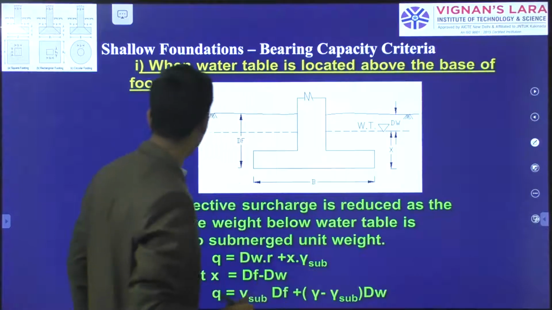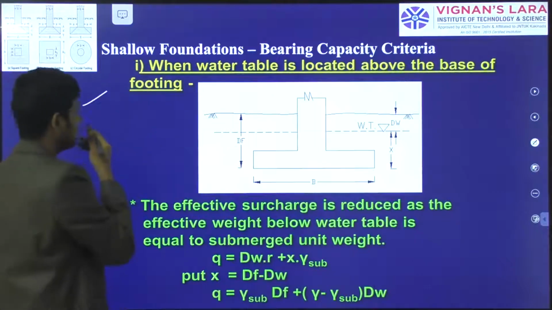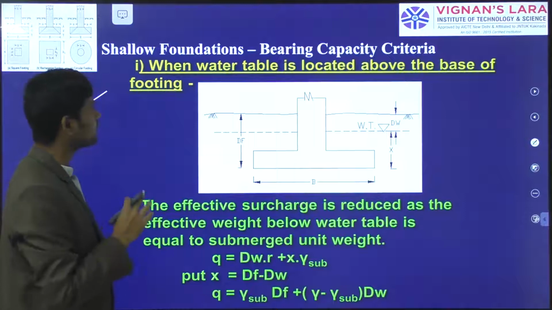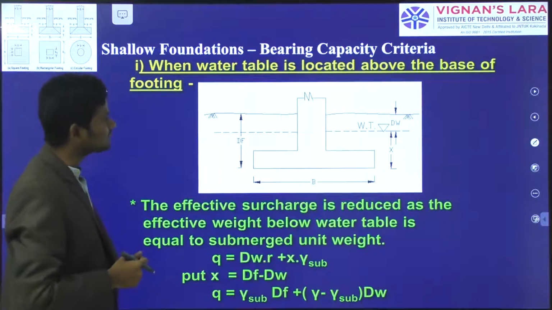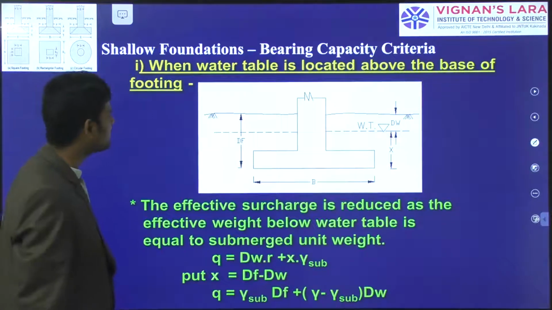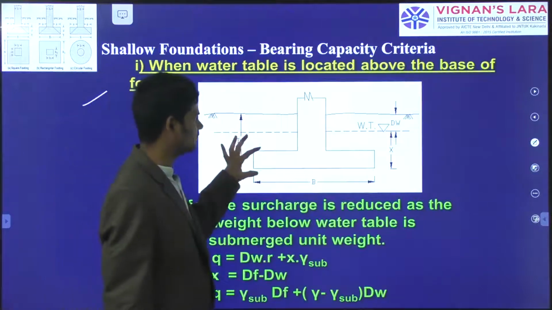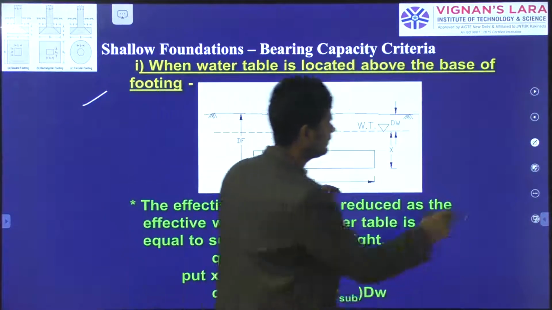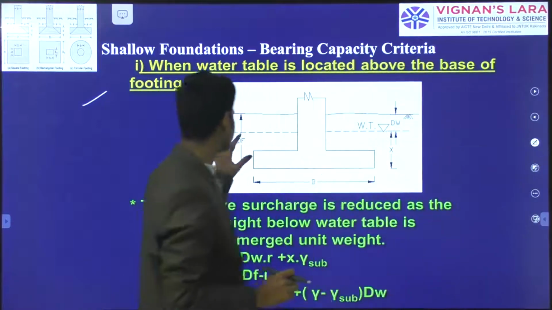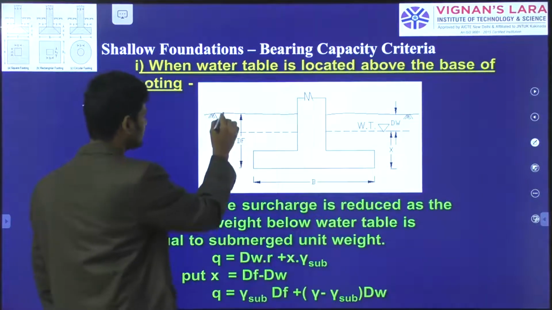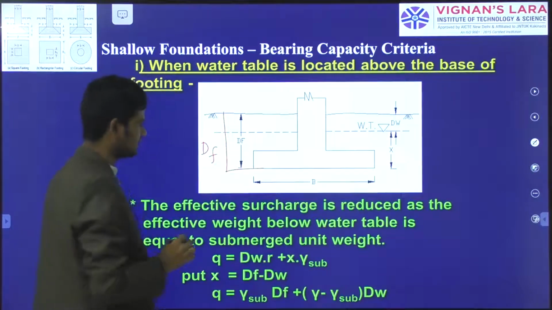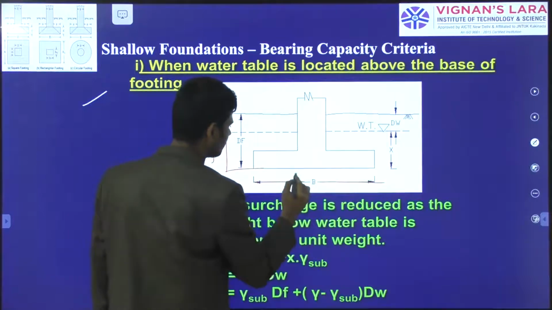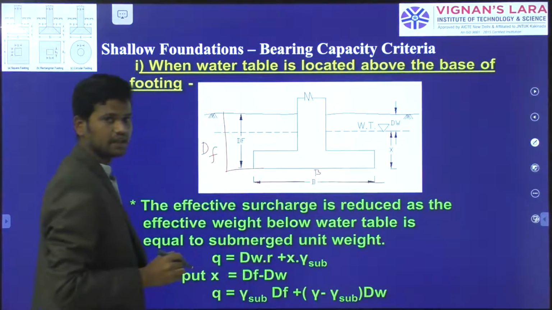Okay, next if you observe this diagram, shallow foundation bearing capacity when the water table is located above the base of the footing. I have considered one footing here, and this depth of the footing I am taking as Df, and this is the width of the footing, which we are taking as B.